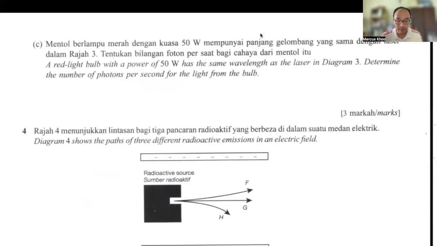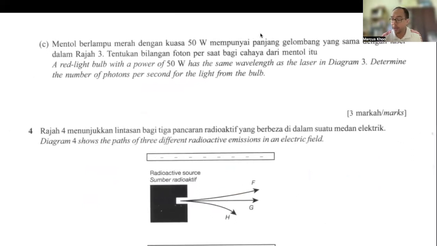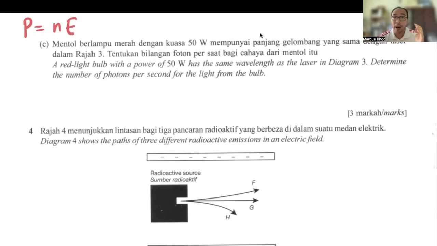Now, a red light bulb with a power of 50 watts has the same wavelength as the laser in diagram 3. Determine the number of photons per second for the light from the light bulb. When you're given power and energy and you want to determine the number of photons, the formula is P equals N times E. P is for power, E is for energy, and N is the number of photons per second. If we substitute, we get 50 equals N times 2.84 times 10 to the power negative 19.